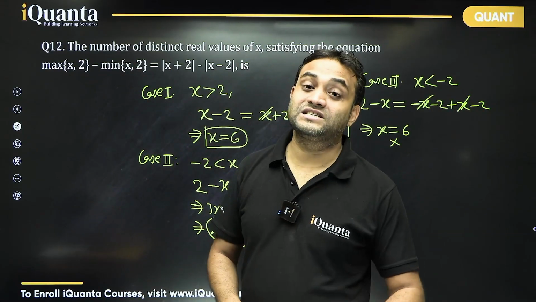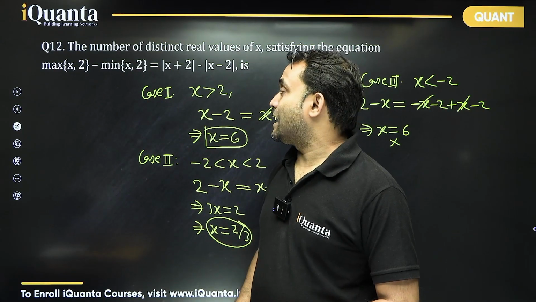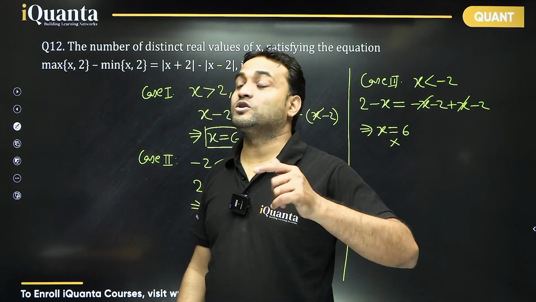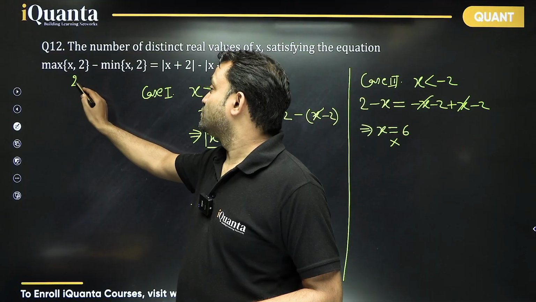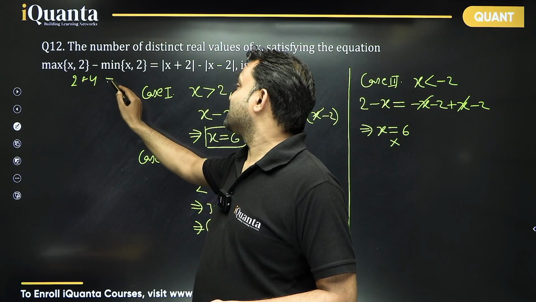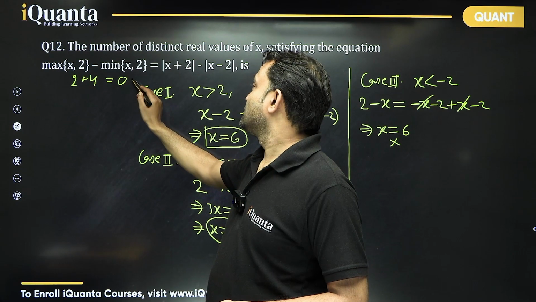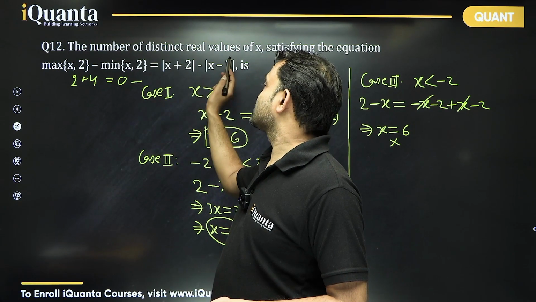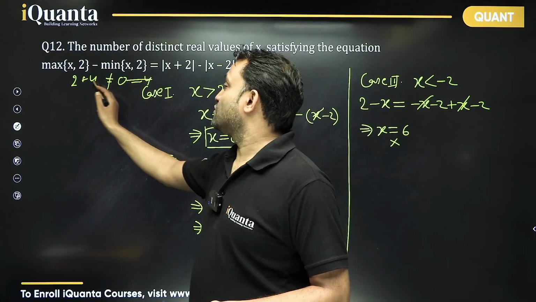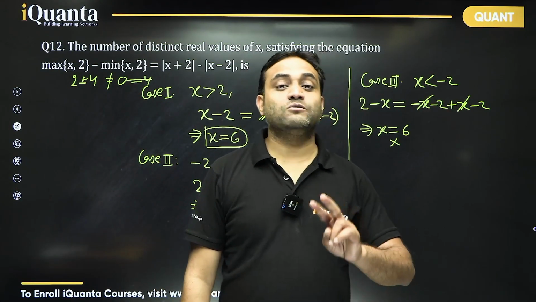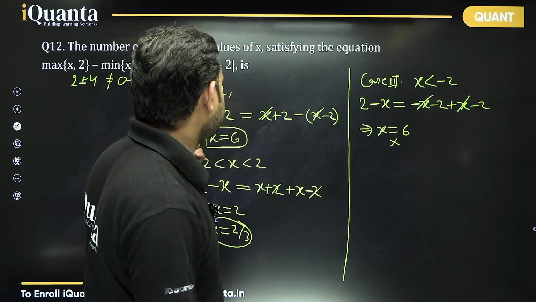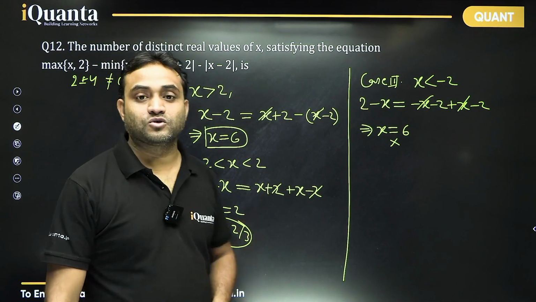If I take x equal to −2, then what will happen in that case? This will be 2 minus (−2), so plus 4. And on the other side, this will become 0 minus (−2), so this will be 4. Again, this is not equal, so that also does not work. So we have only two values of x which satisfy this condition, that is x equal to 6 and x equal to 2/3.